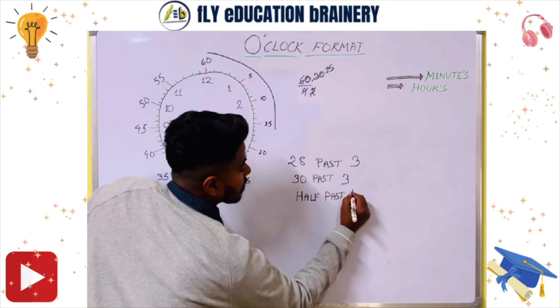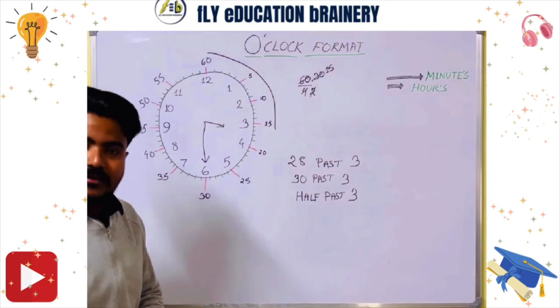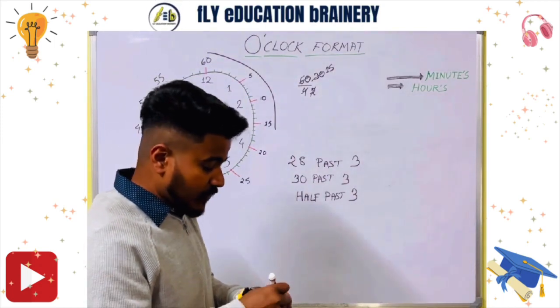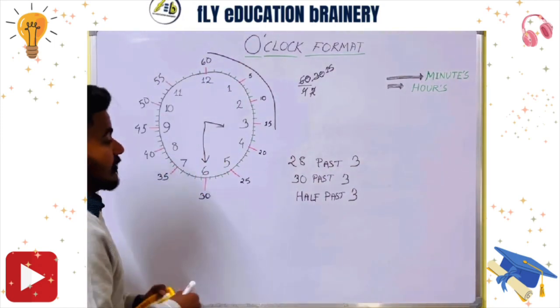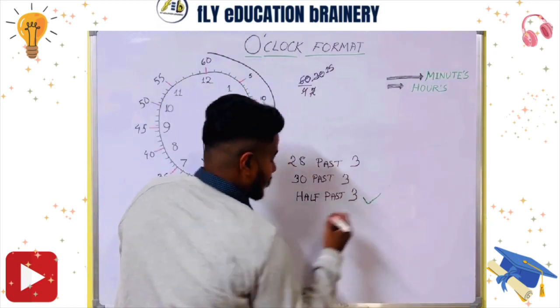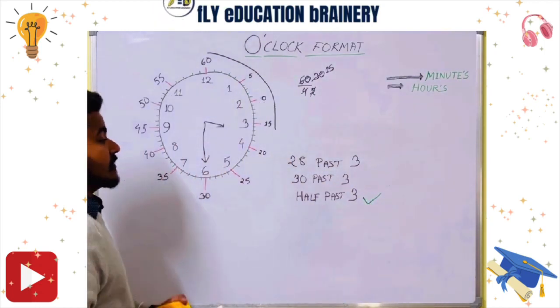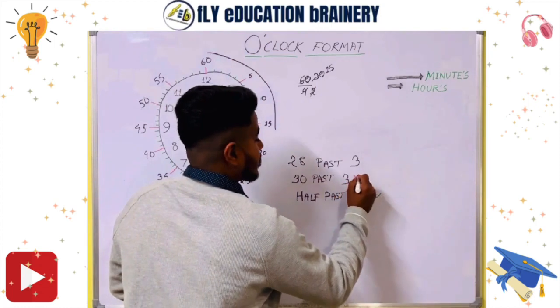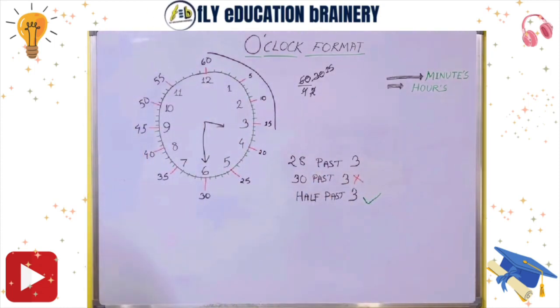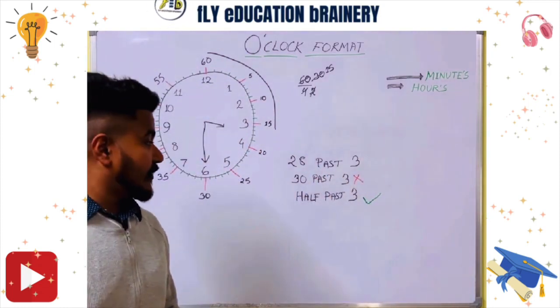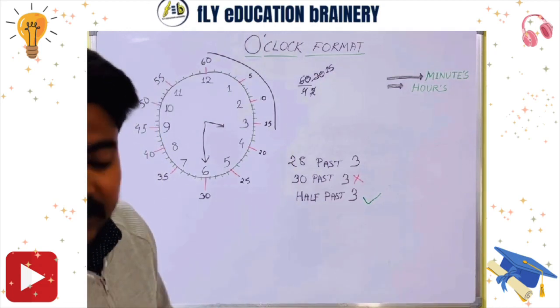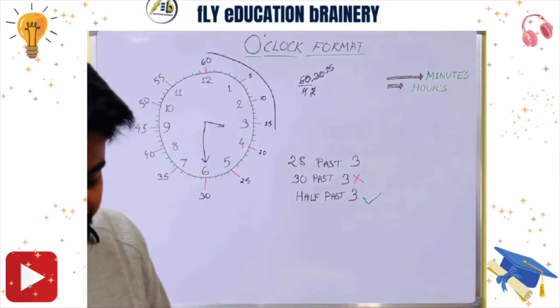past 3. Okay, so this is right and this is wrong. 30 past 3 is not right, half past 3 is the correct way to say the time.